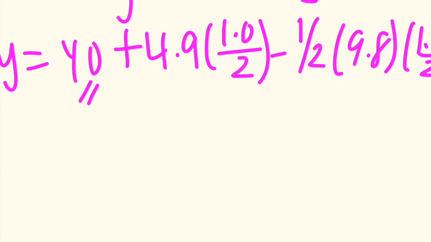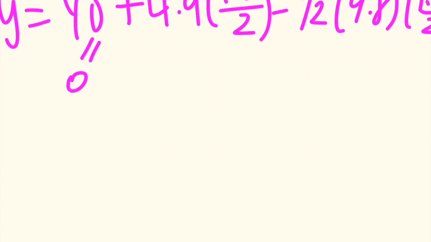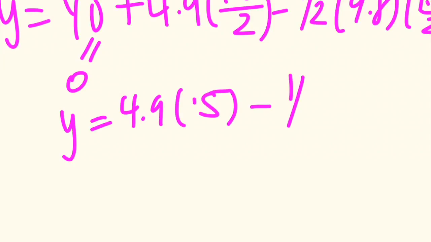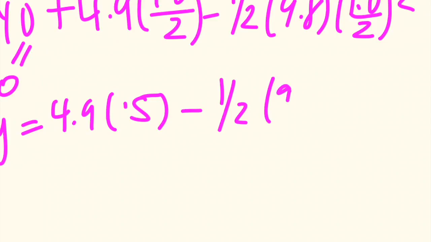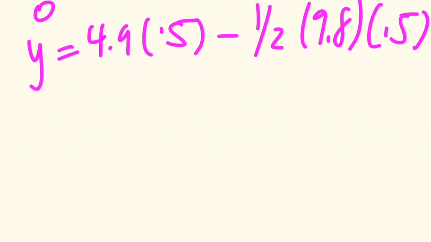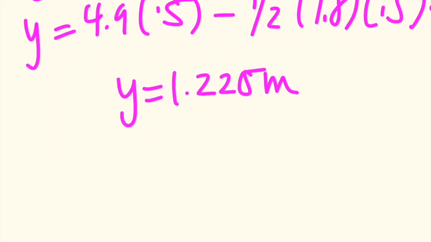Our y naught would become 0, so we get y equals 4.9 times 0.5 minus 1/2 times 9.8 times 0.5 squared to get our answer to be y equals 1.225 meters.